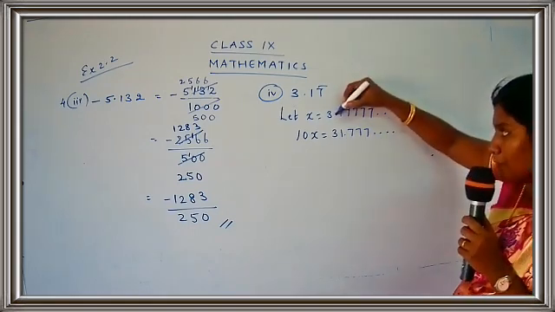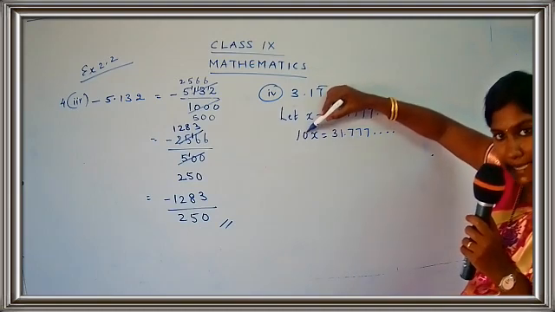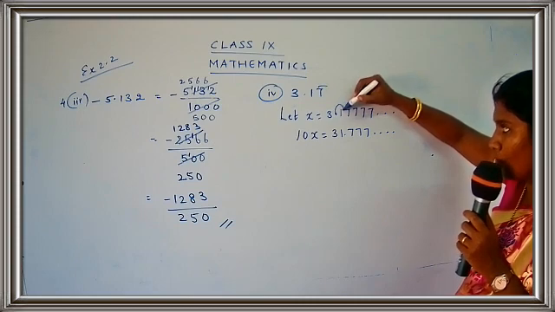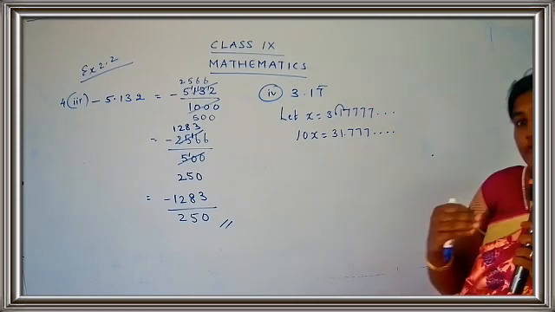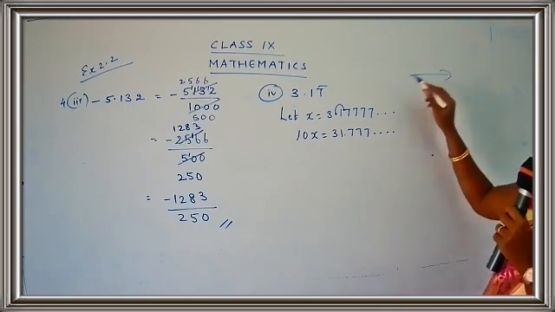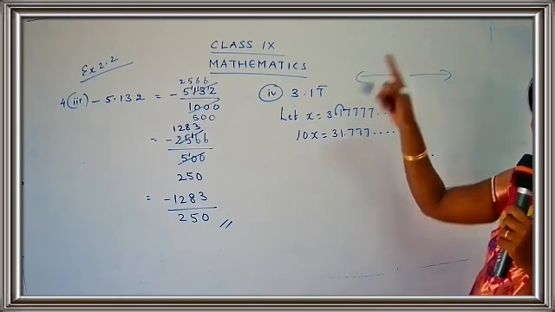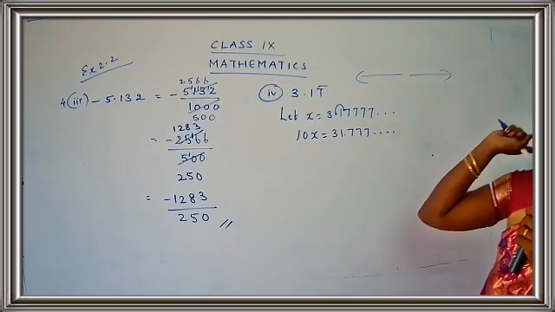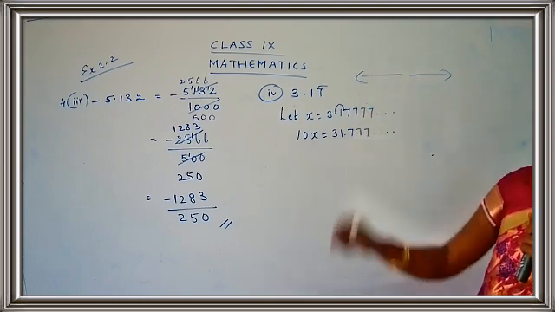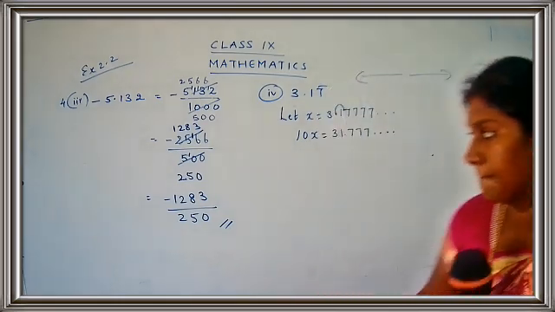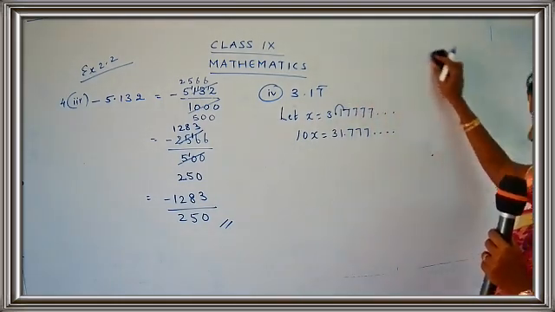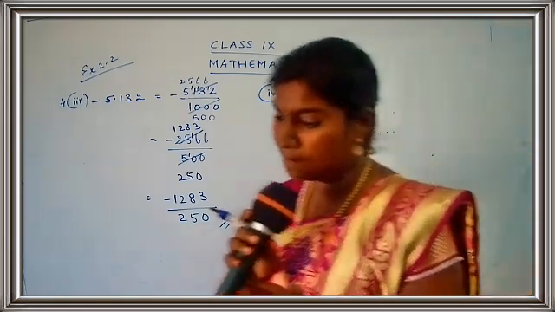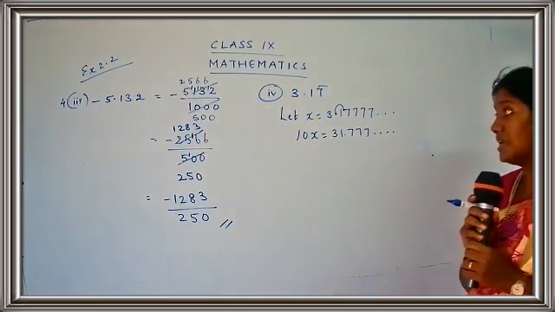So where is this decimal point moving, children? Since I am multiplying by 10, the decimal point shifts to the right for one place. It is going to shift to the right side. Right side means this side. This is the right side. When you come to this side, this is called the left side. Going in this direction is the right, going in this direction is the left. Okay. So I got 10x. What is the value for 10x? 31.777.